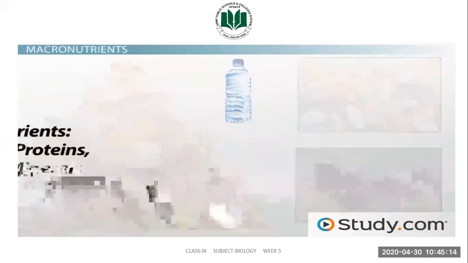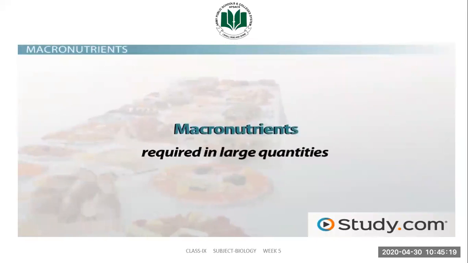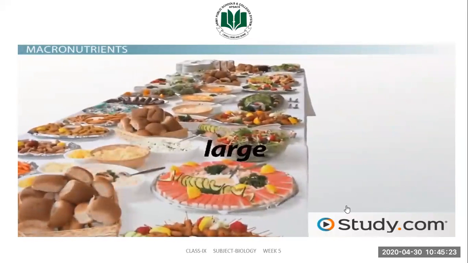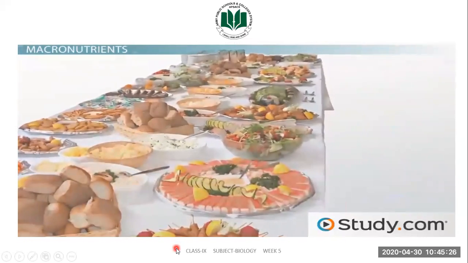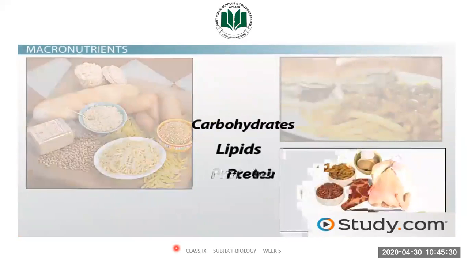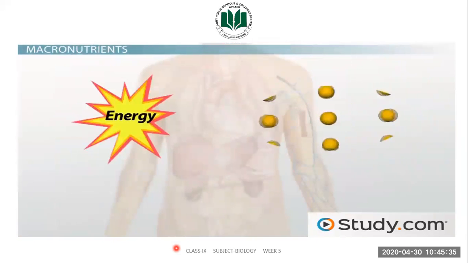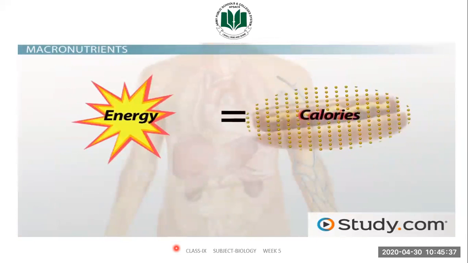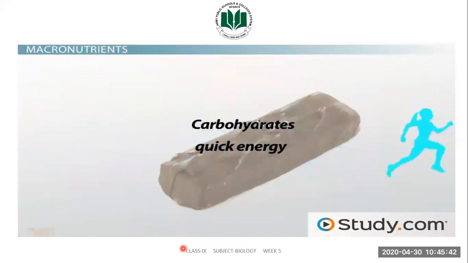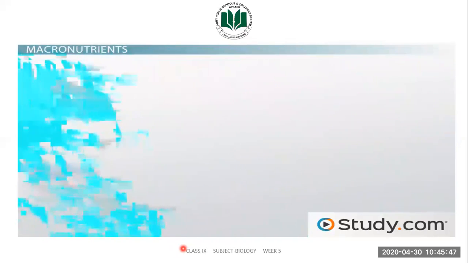3 of these 6 classes of nutrients are referred to as macronutrients because they are required in large quantities. The prefix macro means large, so this is a fairly easy term to remember. The macronutrients are carbohydrates, lipids, and proteins. They are somewhat unique because they are the only nutrients that provide your body with energy, which is measured in calories. Of the three macronutrients, your body looks to carbohydrates for quick energy because carbs are readily available when there's an immediate need for energy.